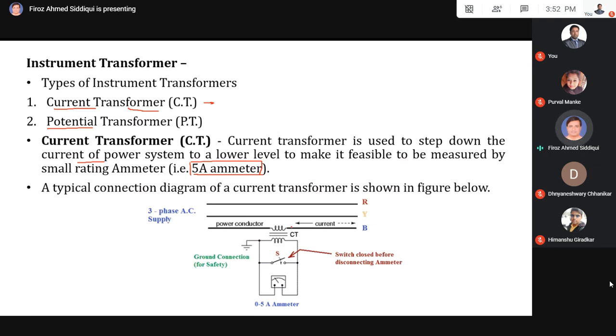This is the typical connection of the current transformer. Here is the current transformer connected. So the current will be flowing through it, and it will step down the current, so that this instrument, which is of low rating, can be used to measure the current. It can measure only 0 to 5 ampere of current. So we need to do this arrangement in order to measure the current.